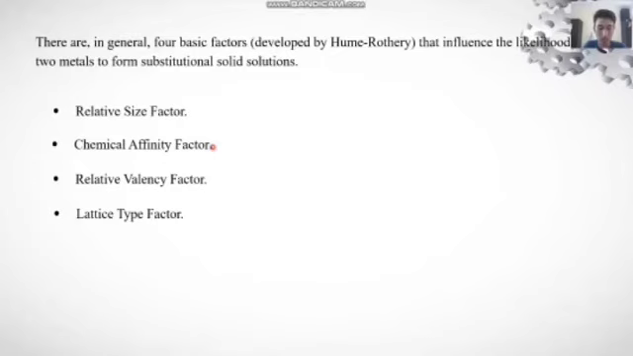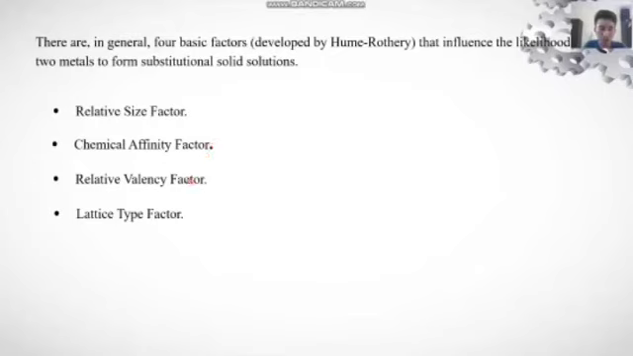Number 2, chemical affinity factor. The greater the chemical affinity of two metals, the more restricted is their solid solubility. When their chemical affinity is great, they tend to form compounds rather than a solid solution.